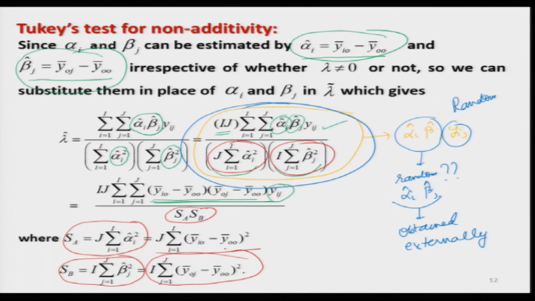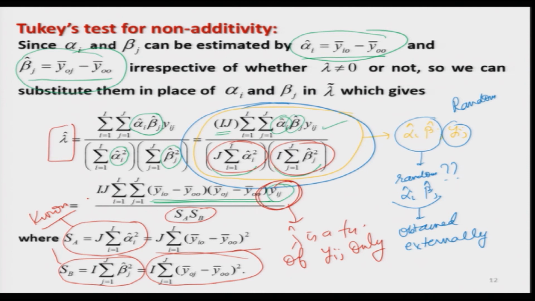Now you can see this value I am going to indicate by lambda hat, which is some known value to us, right. The values of alpha i hat and beta j hat are known to us, but you have to keep in mind that this is going to depend on Yij. So, lambda hat is a function of Yij only, including SA and SB, which are also known quantities. So, alpha i hat, beta j hat, SA, SB all are known to us.